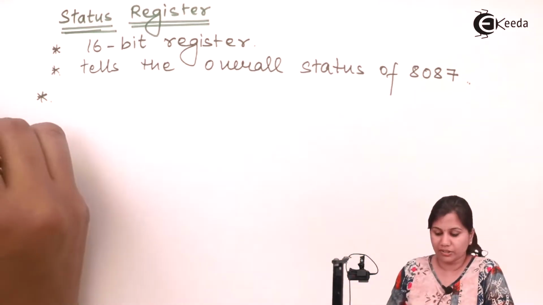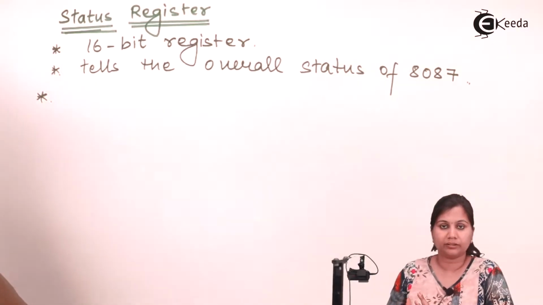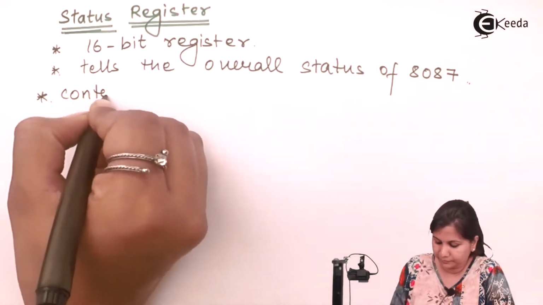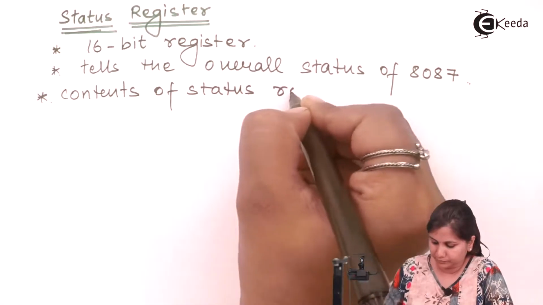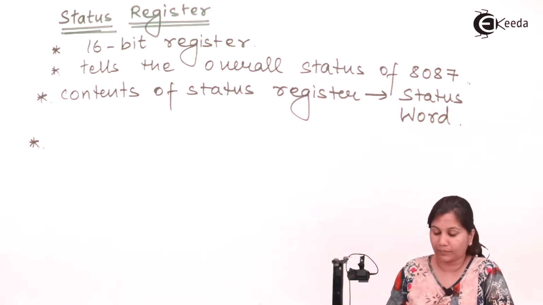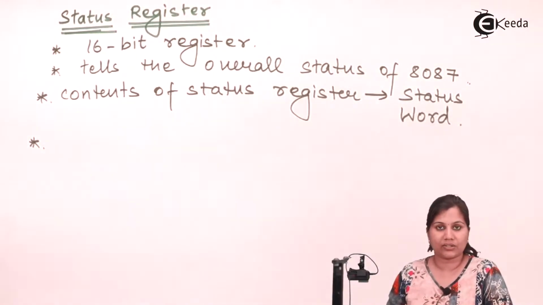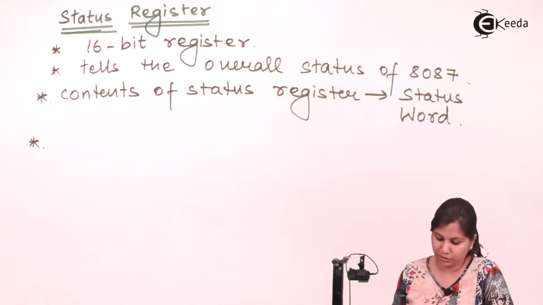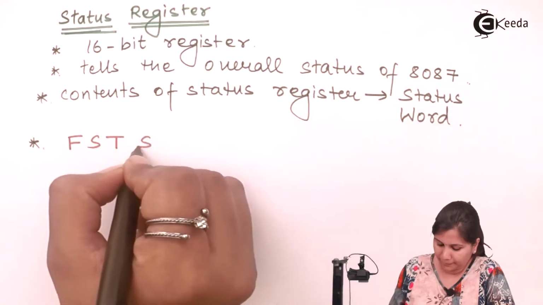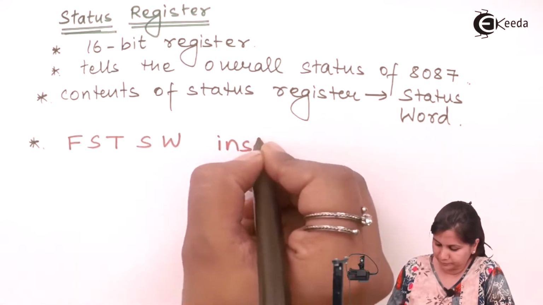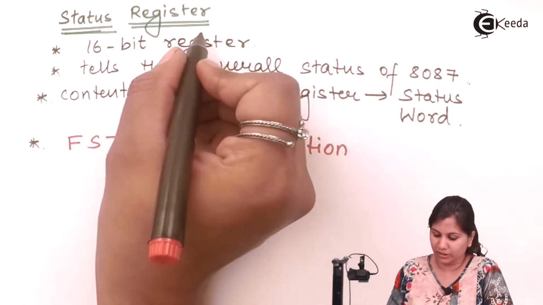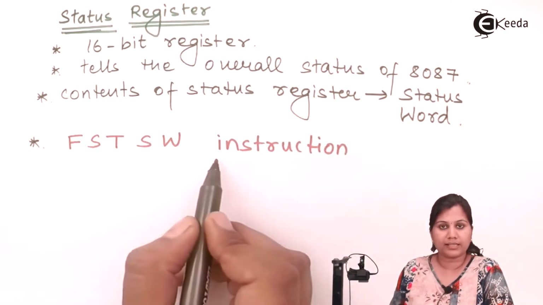Now in this status register, the status word is written. The contents of the status register are called the status word. If you want to access this status register, there is a special instruction called FSTSW. This instruction is used to access the status register. It stores the status word.